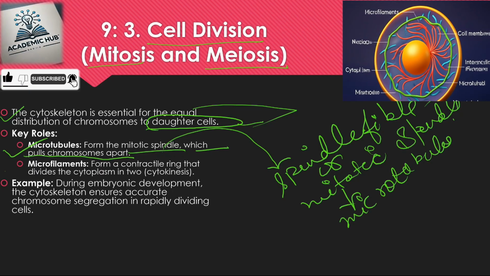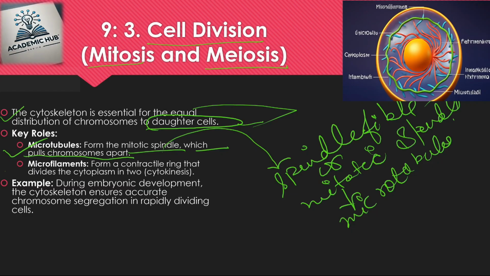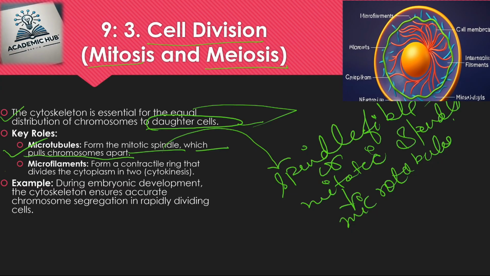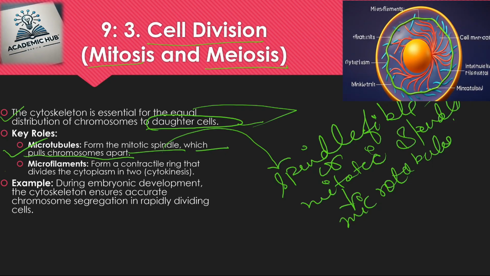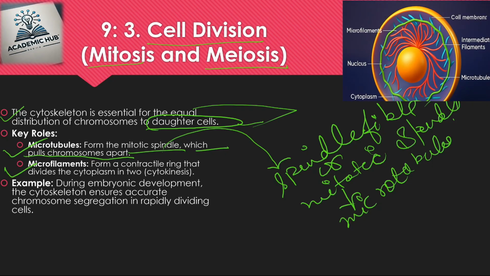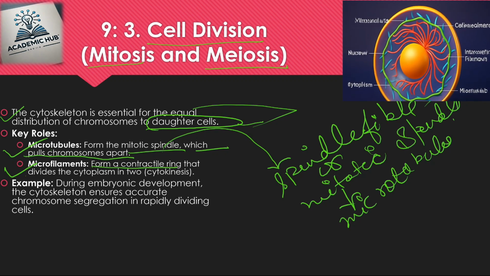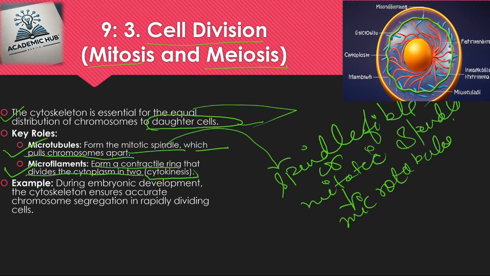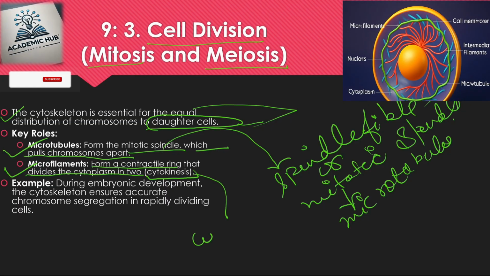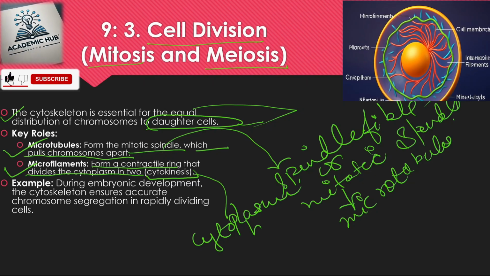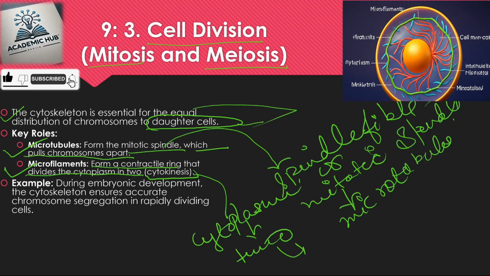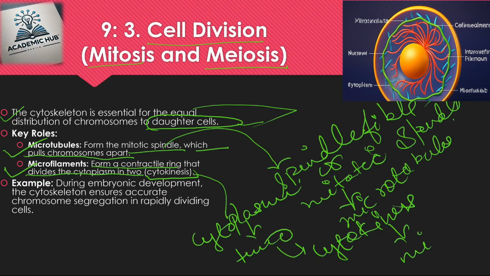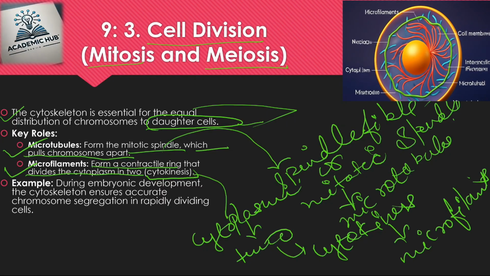So microtubules pull apart the chromosomes during mitosis, and microfilaments assist in the division of the cytoplasm. Microfilaments form a contractile ring that divides the cytoplasm into two, which is known as cytokinesis. This is the division of the cytoplasm into two, and it is done by microfilaments. Now we will take an example for these.